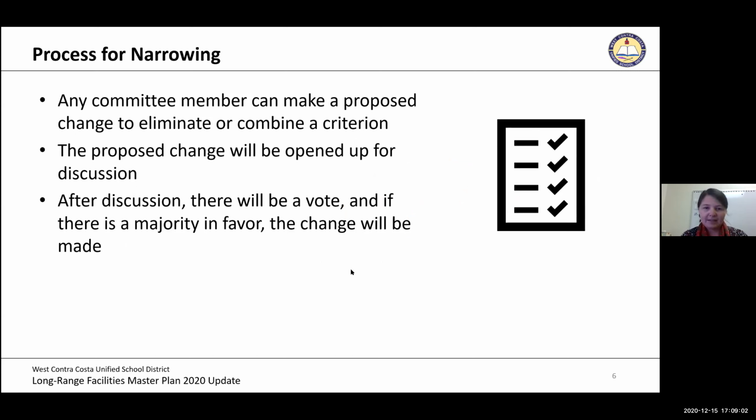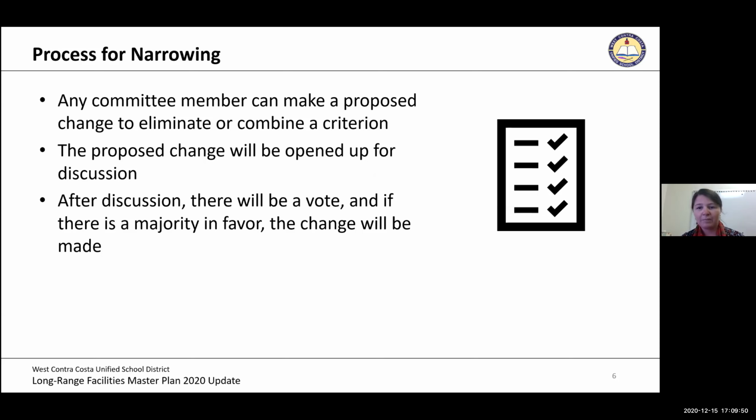So what are we doing tonight? Tonight is about narrowing down to that 15. The process to get us from where we are to where we want to be is that any committee member will be able to propose a change, either eliminating one, combining one, or combining several criteria together, whatever that change wants to be. That proposal will be opened up for discussion, and once the discussion is complete, we will have a vote up or down on whether we want to make the change or not. If the vote has more than 50%, then we will make the change. If it does not, we will move on to the next proposal.